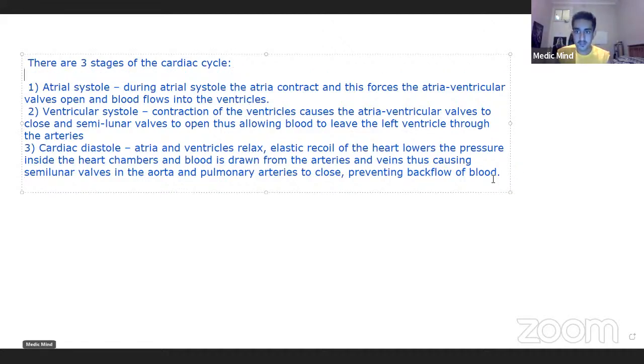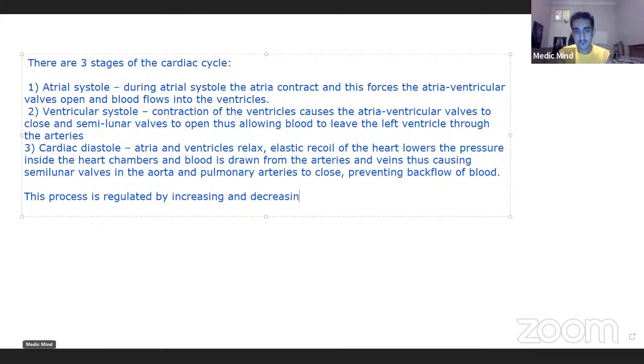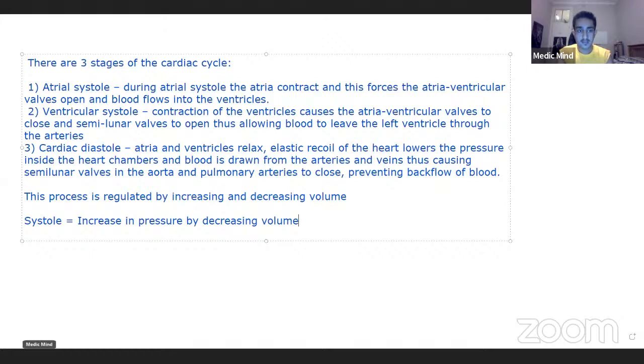And I will quickly put in at the bottom of this that this process is regulated by increasing and decreasing volume. Systole equals increase in pressure by decreasing volume. Diastole is a decrease in pressure by increasing volume.